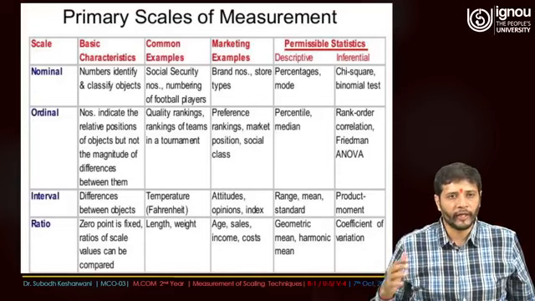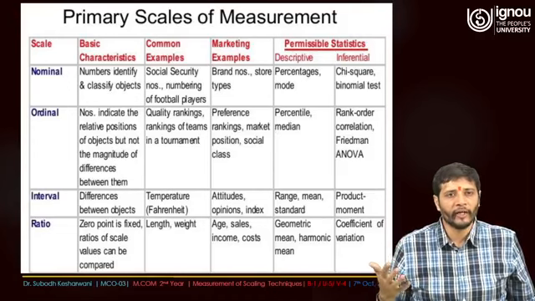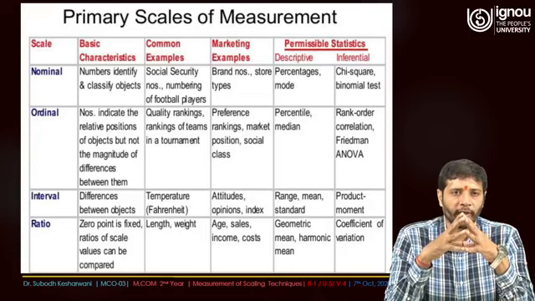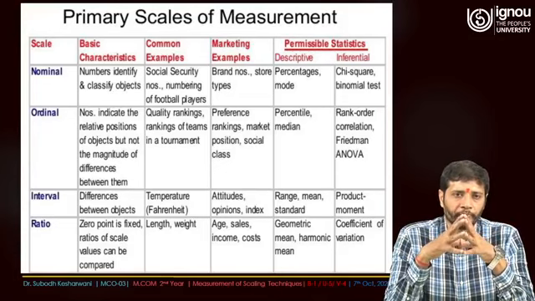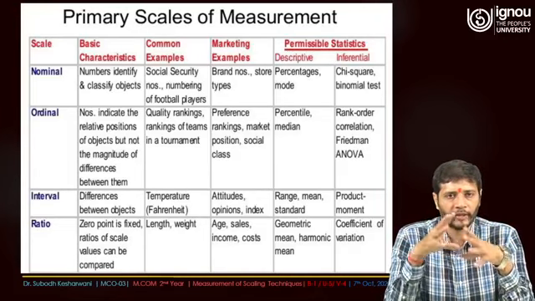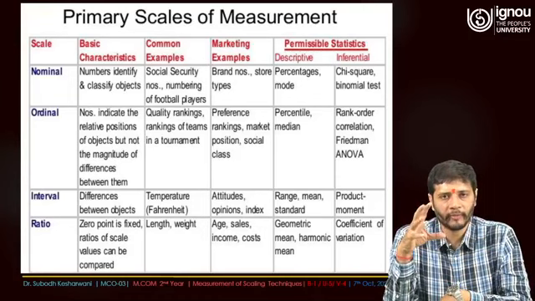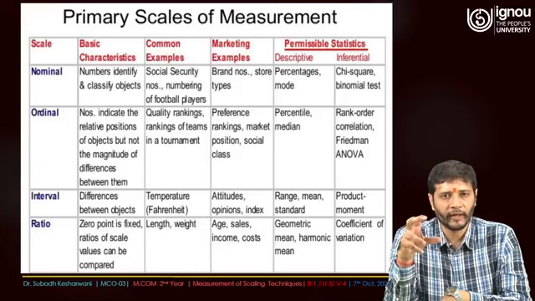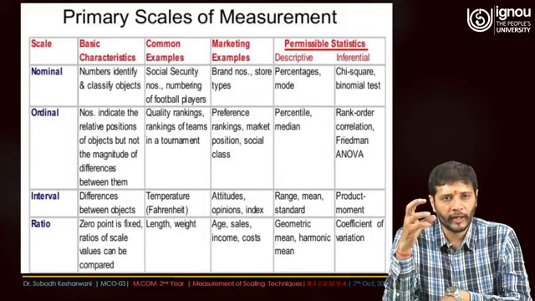So data collection methodology believes in the garbage in, garbage out philosophy: whatever input you put in, in the same manner you get the output. If you see the difference between nominal, ordinal, interval and ratio vis-a-vis the basic characteristics, common examples, marketing examples, or permissible statistics, we can talk about them more easily when we are at the advanced stage of our discussion on research methodology, when we talk about certain tests which play a very important role.